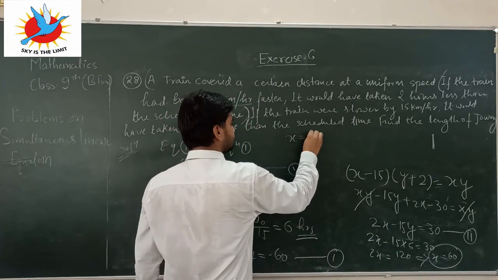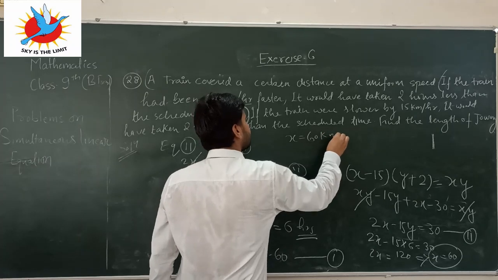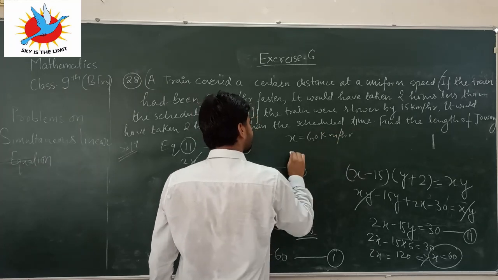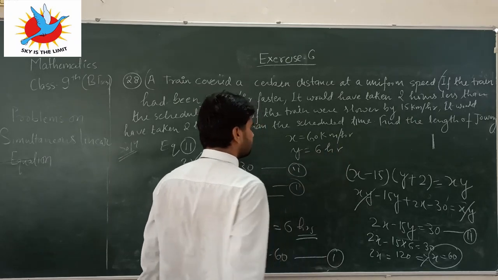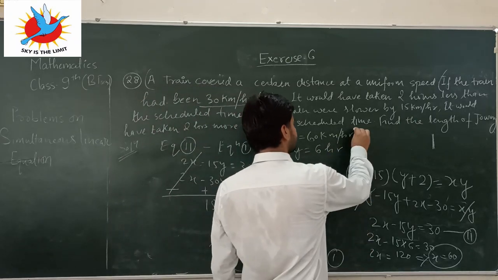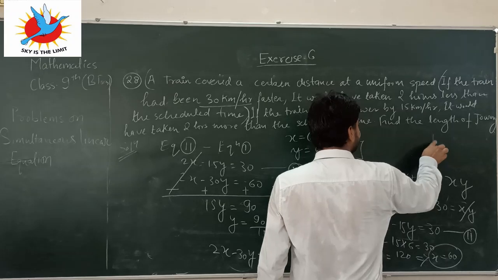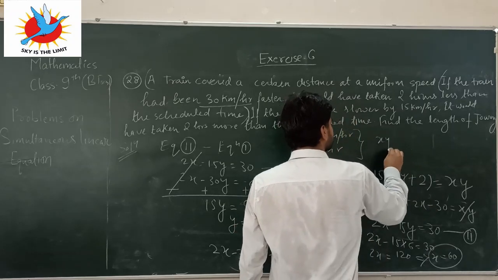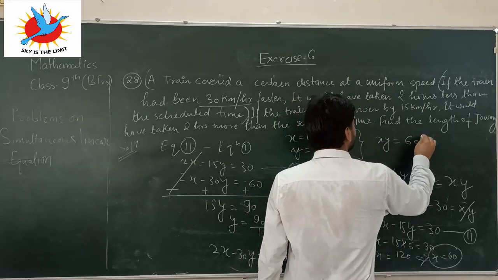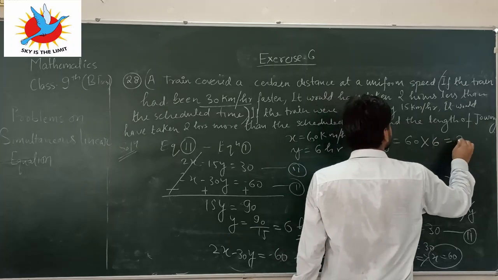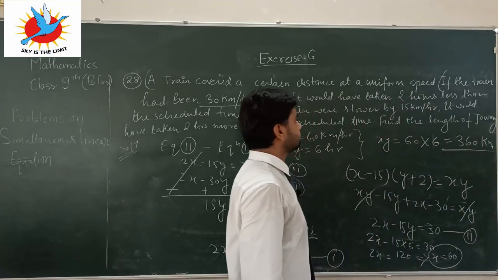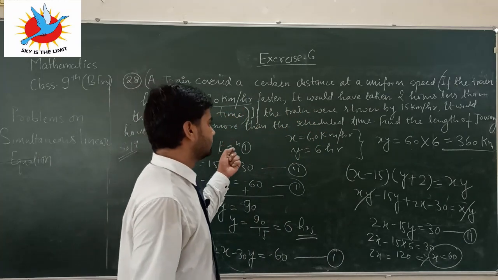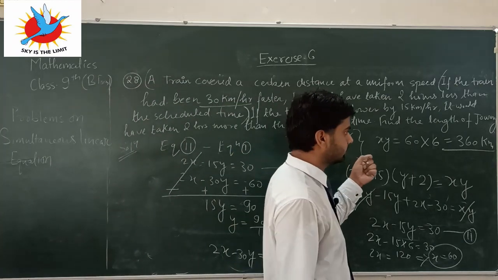We got the speed as 60 kilometer per hour, and the time taken by the train is 6 hours. So the distance covered by this train will be equal to x into y, and that will be equal to 60 into 6, that is 360 kilometer. So for this particular question, the distance covered by the train is 360 kilometer.